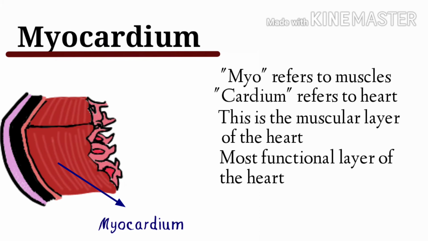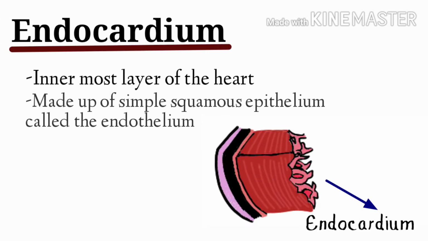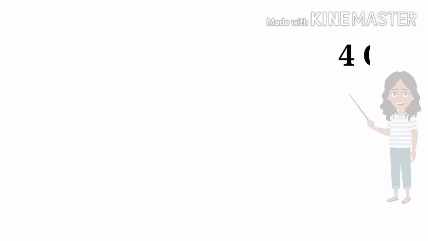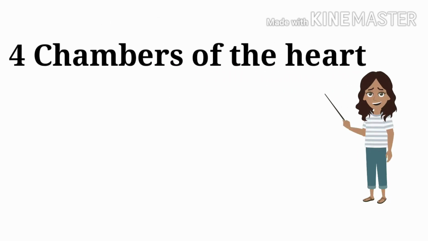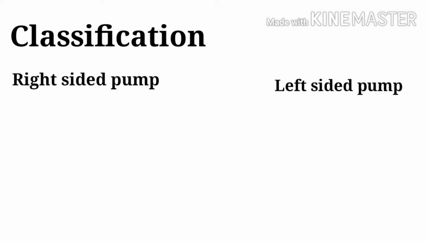It is important because most of the work of the heart is done by this layer, and any damage to it will directly affect the functioning of the heart. The third and innermost layer is the endocardium, which is made up of simple squamous epithelium called the endothelium. The endothelial layer is similar to the endothelium of the blood vessels. Let us now discuss the four chambers of the heart, two atria and two ventricles. These chambers are commonly classified into two sides, the right-sided pump and the left-sided pump.